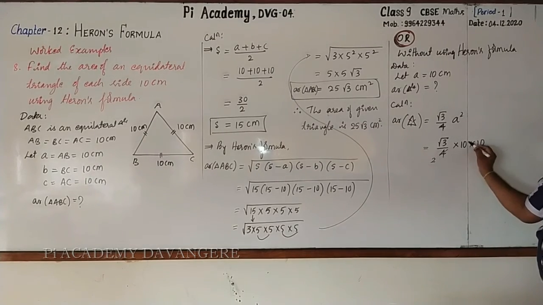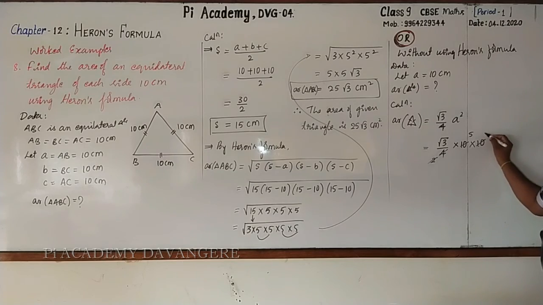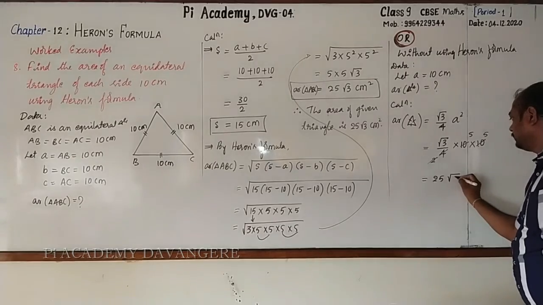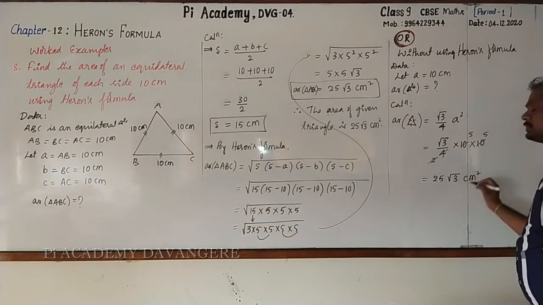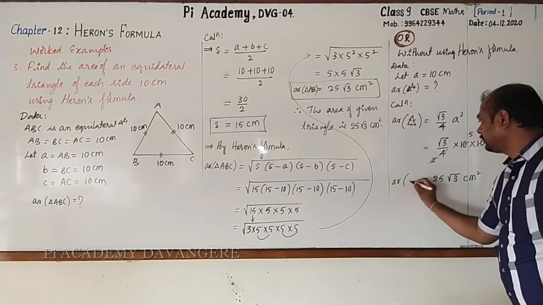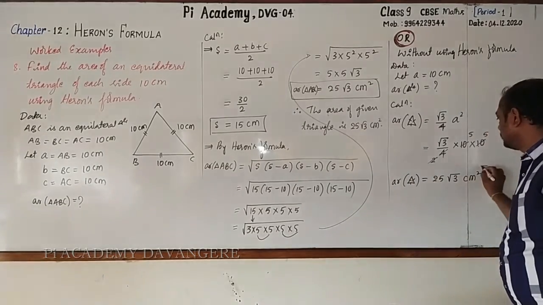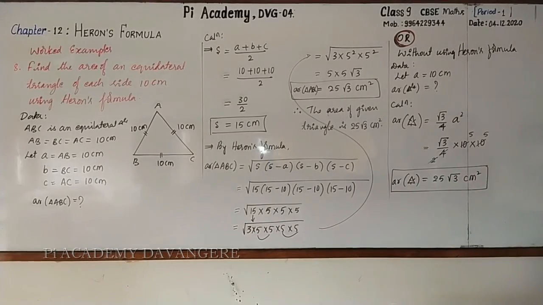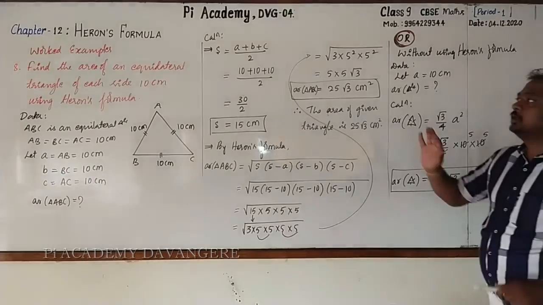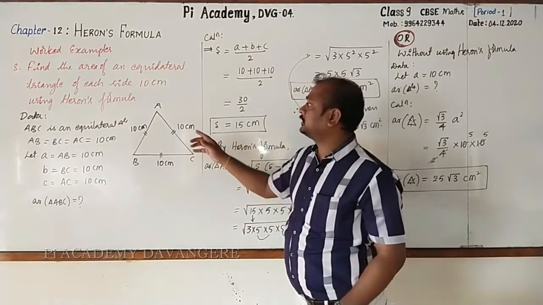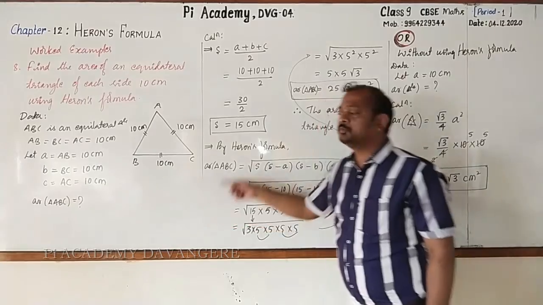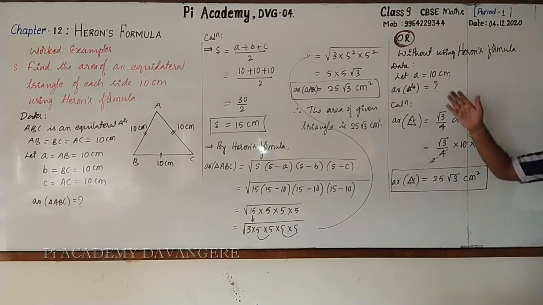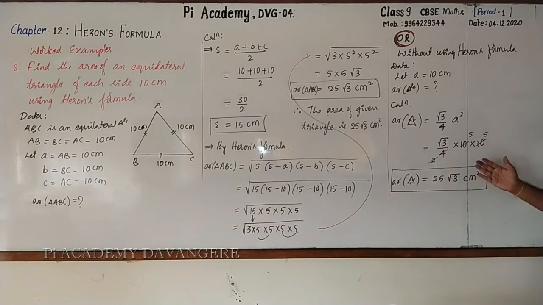Observe, 2 2s are 2 5s. 2 1s are 2 5s are. What is 5 5s are? It is 25 into root 3 centimeter square. So, area of equilateral triangle is 25 into root 3 centimeter square. So, this is a simple method. But please do remember, if they ask you to find out the area of the triangle by using Heron's formula only, you must follow these steps. If it is not mentioned, you can write it directly like this. Just copy this also.